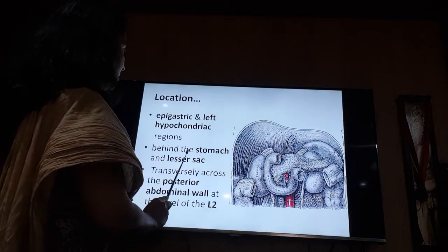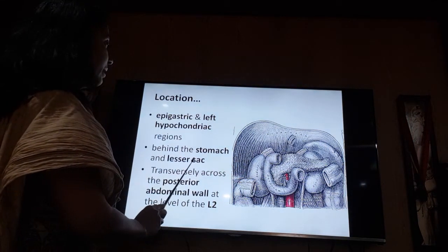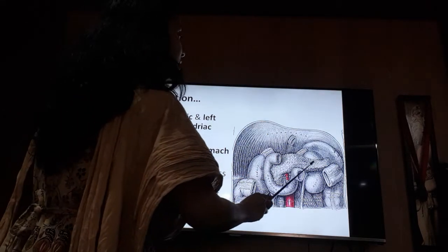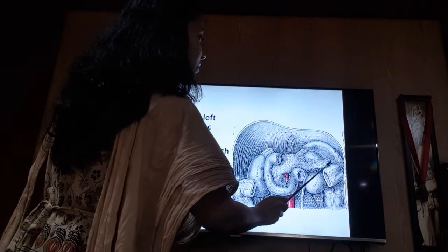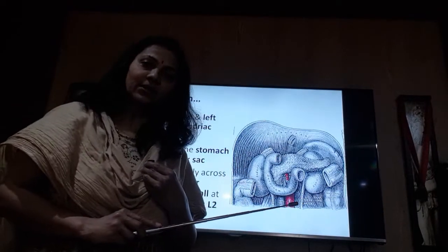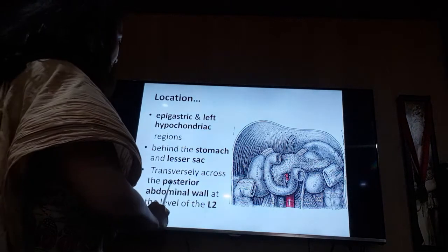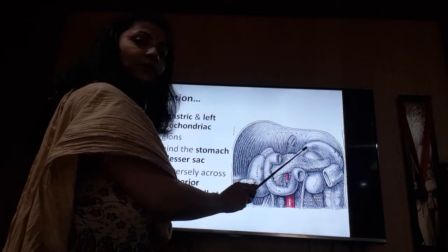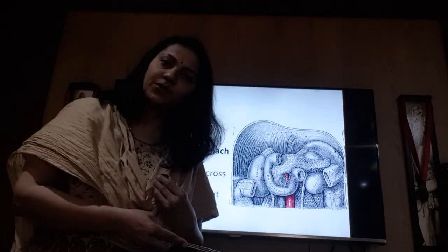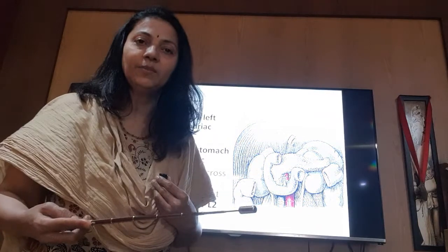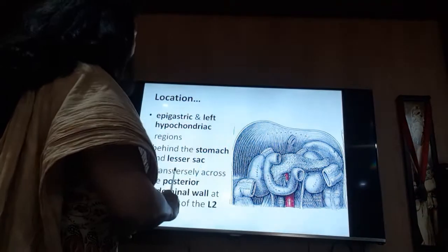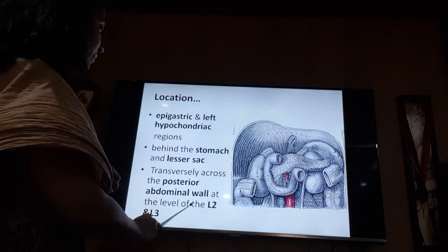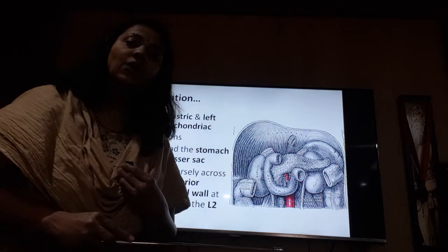Okay, so it is situated behind the stomach and the lesser sac, and its situation is transverse. Can you see? It is quite transverse in location. So it is present transversely across the posterior abdominal wall, because it is behind the stomach. You can see it is near the posterior abdominal wall, not near the anterior abdominal wall. So it is present transversely across the posterior abdominal wall at the level of L2 and L3 vertebrae.